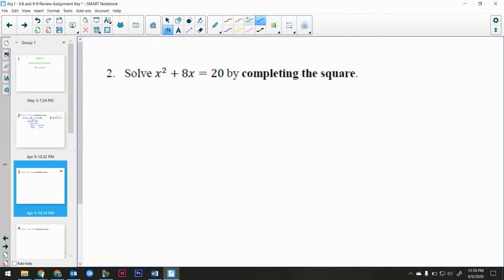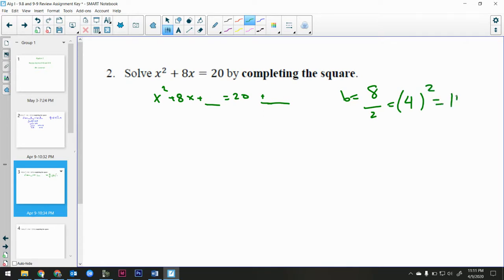Number 2, x squared plus 8x is equal to 20, plus what? Plus what? So 8 over 2. B is 8, right? That's where I'm getting that 8. B is 8, divided by 2 is 4. Square it, you get 16. That's what I'm adding to both sides.